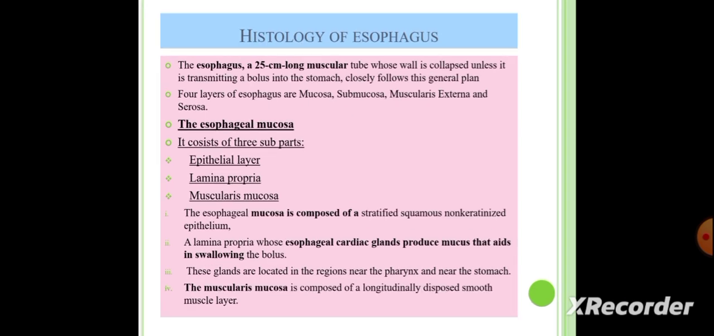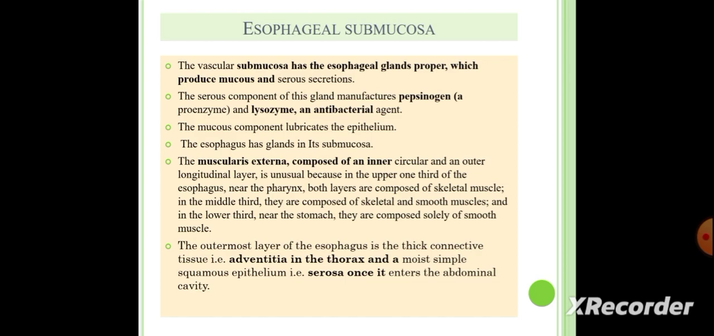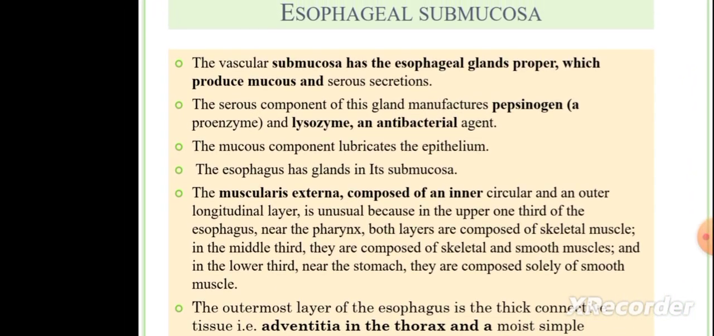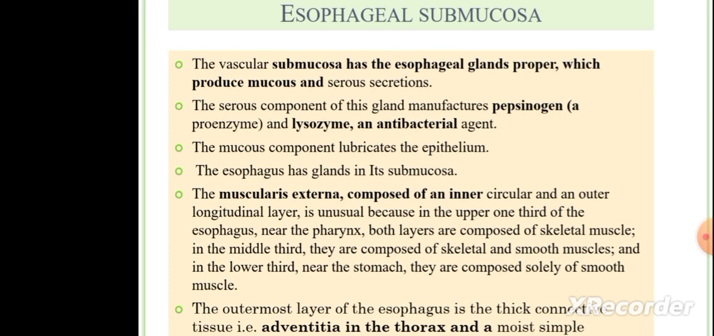The next is the esophageal submucosa. So esophageal submucosa again consists of various glands which secrete mucus. It also contains some cells which secrete the pepsinogen enzyme. Pepsinogen is inactive in form, and will enter the stomach, and due to the acidity of the stomach, or HCl, it will get converted to the active form, that is pepsin, which will help ultimately in protein digestion. Then there are lysozymes which have antibacterial property. So this is all about the submucosa.